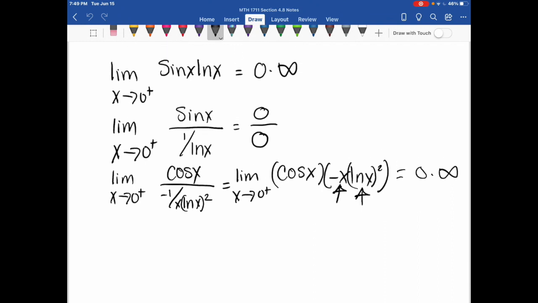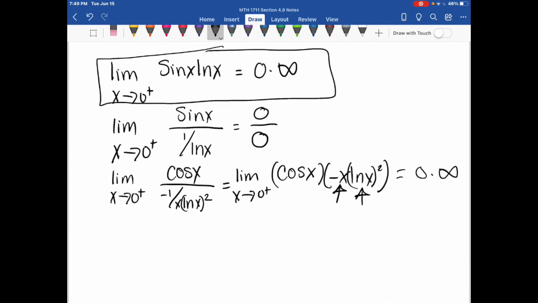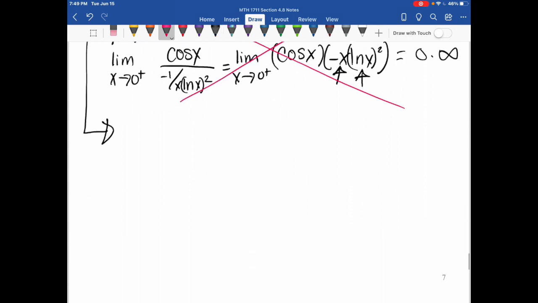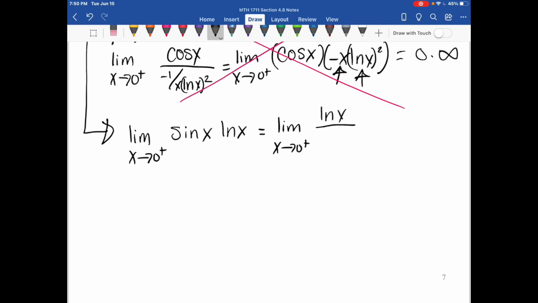So back up here, we tried rewriting sine x times the natural log of x as sine x over 1 over natural log of x. Let's try rewriting it a different way now, since this way didn't work. So let's cross this off. This didn't work. We had before sine x natural log of x, and then we tried a trick with the log where we divided by the reciprocal. Let's try to use that trick now with sine and see if that gets us anywhere.